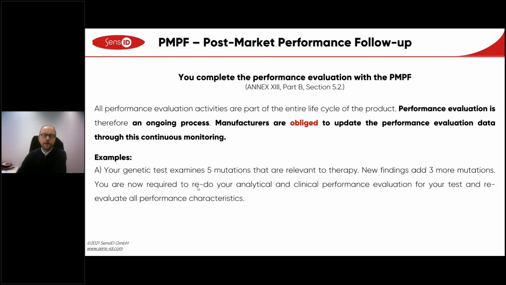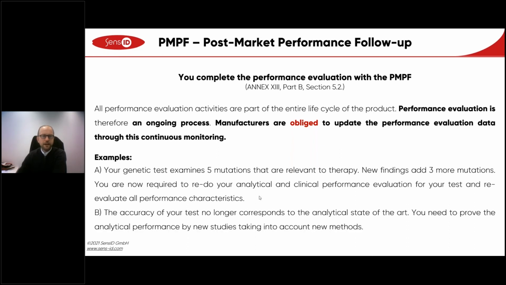Then you are now required to redo your analytical and clinical performance evaluation for your test and reevaluate all performance characteristics. By this you can imagine that it's really hard to find the necessary patient materials, for example, but for that reason, companies like SenseID exist and can provide reference materials that can help you to evaluate that. Example B would be the accuracy of your test no longer corresponds to the analytical state of the art. Then you need to prove the analytical performance by new studies, taking into account new methods.